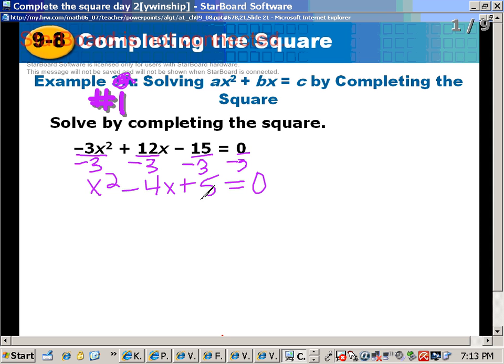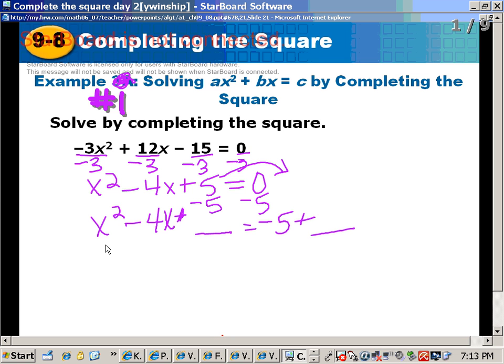My next thing to do is to move the c to the other side, so I need to subtract 5. That gives me x squared minus 4x plus blank equals -5 plus blank. When you complete the square, you have a blank. That's going to be half of 4 is 2, and 2 squared is 4. So I need to add 4 to each side.